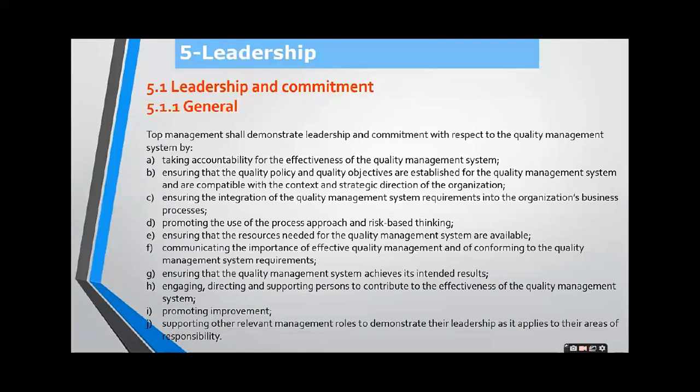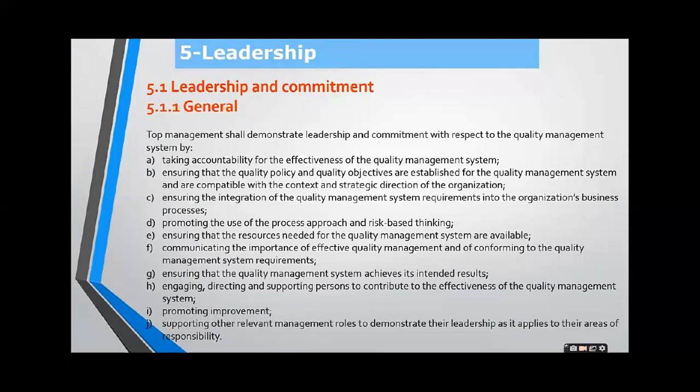You have to ensure that the resources are available. They are ensuring that the necessary resources for the QMS are available, because supporting its implementation and maintenance is very necessary. Okay. And communication is very important, because good communication is the result of effective quality management and adherence to the quality management system requirements throughout the organization. So you will ensure that the quality management system achieves its intended results in terms of product or service quality or customer satisfaction.